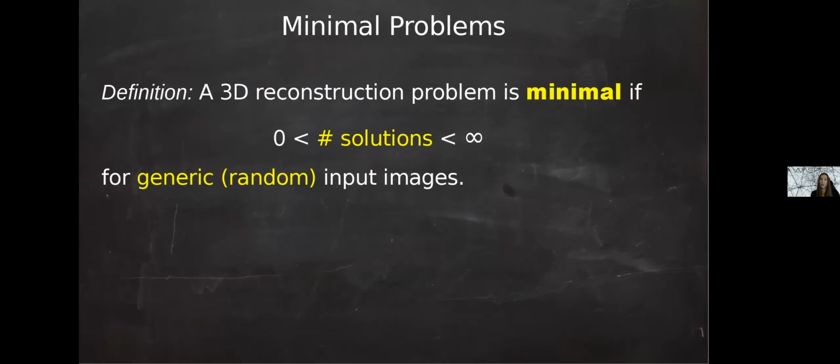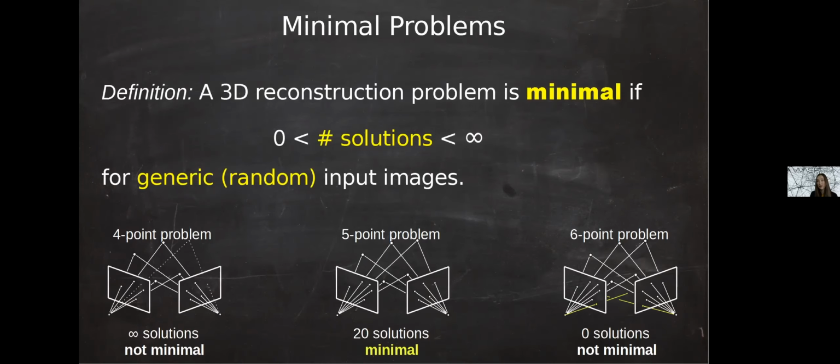And all of this motivates our definition of what we call a minimal problem. This is clearly the most important definition of this talk. So a minimal problem is a 3D reconstruction problem whose number of solutions is typically finite and positive. And if we look back at the 3 examples we discussed, we see that the 5-point problem is the only minimal one, as it typically has 20 solutions.